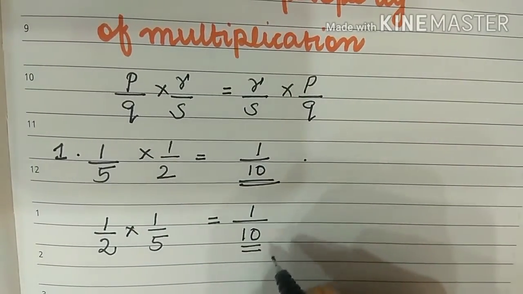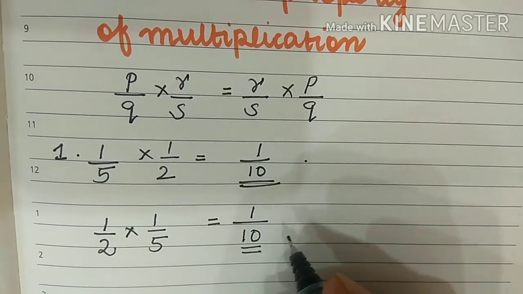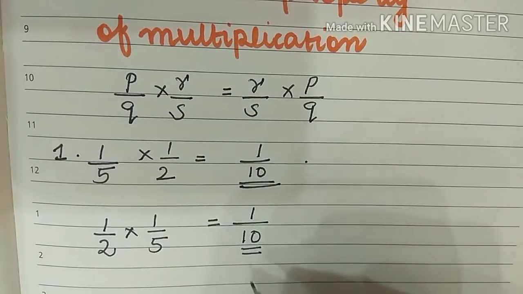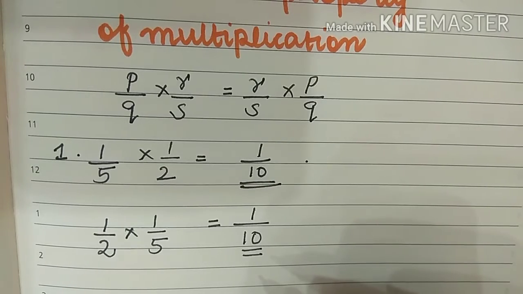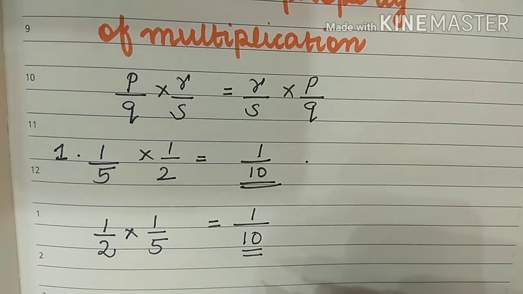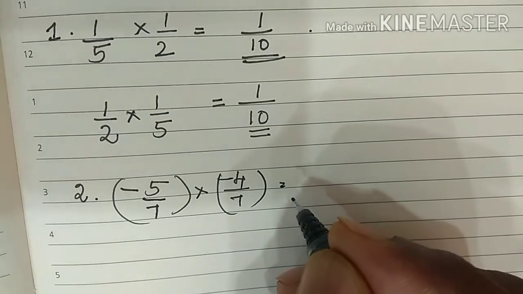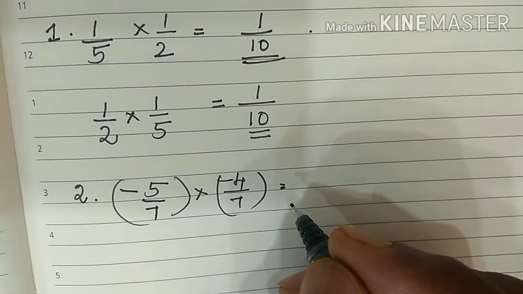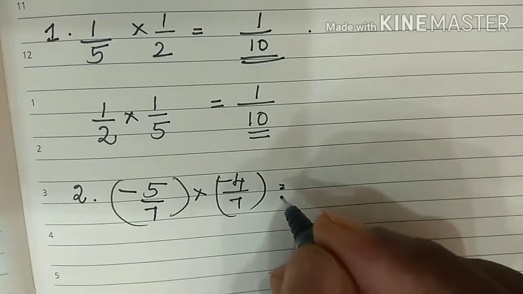What's the answer in this case? 1 by 10. In both cases we are getting 1 by 10. What's the conclusion? The result will be the same even if we change the order. This is what is called a commutative property. We'll learn commutative property with the help of another example.